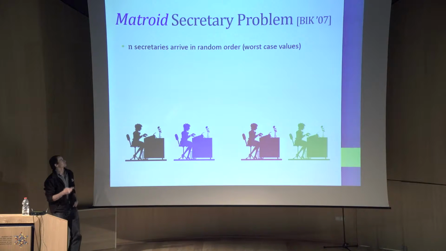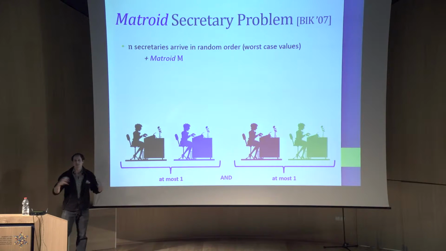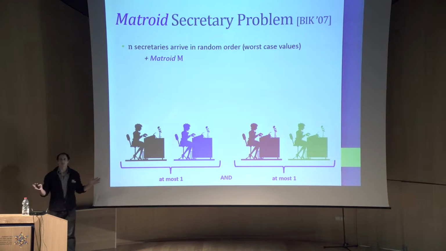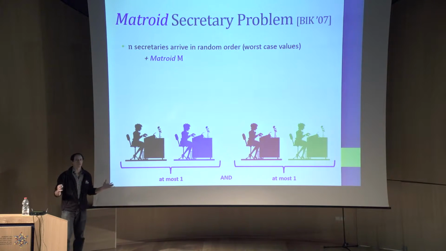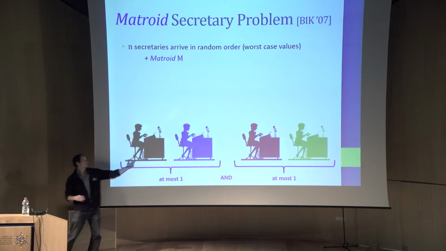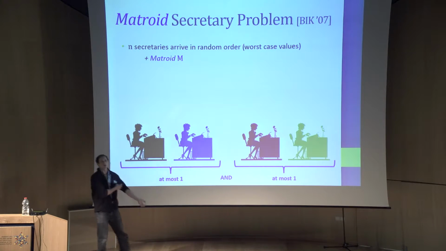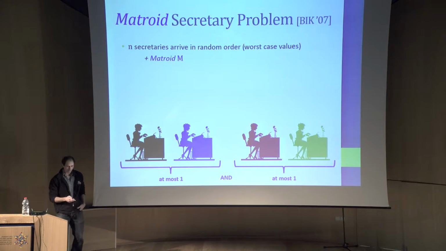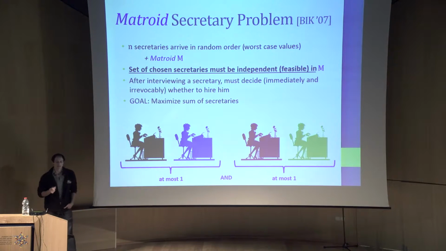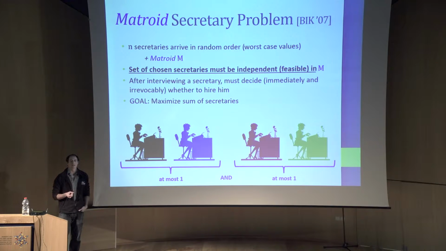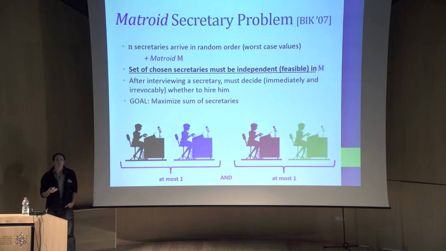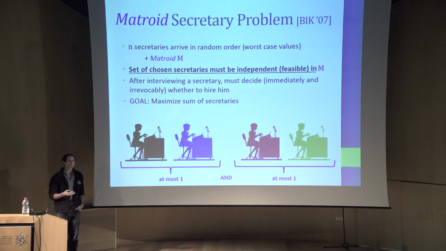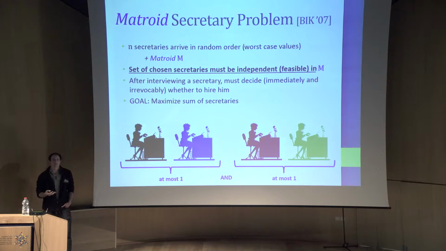The most famous example is the matroid secretary problem, where again there are n secretaries that arrive in a random order, but now I have a matroid over the secretaries. You don't need to know what a matroid is for this talk. I don't really know what a matroid is. I can tell you this is a matroid: at most one of the black and blue secretaries, and at most one of the pink and green secretaries. That's a matroid. And so the set of secretaries that your algorithm is allowed to pick has to be an independent set of the matroid, or a feasible set in this matroid. And your goal is to maximize your expected profit.